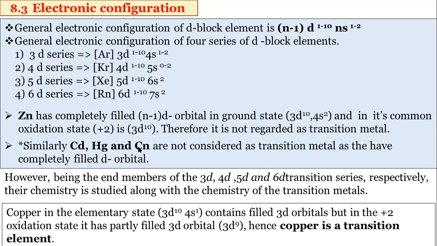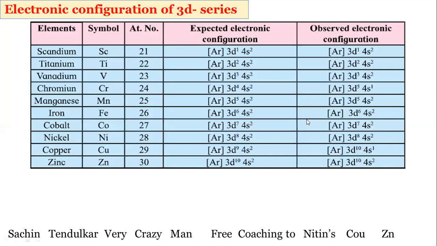In these elements, in the case of zinc, the d orbital is completely filled because there are 10 electrons. I will show the electronic configuration of the 3d series. See, in the case of scandium, the atomic number is 21. The electronic configuration is 3d1 4s2. This is 3d2. The d is progressively filled: 1, 2, 3, 4, 5, 6, 7, 8, 9, 10. So in the case of zinc, the d orbital has 10 electrons, it is completely filled.